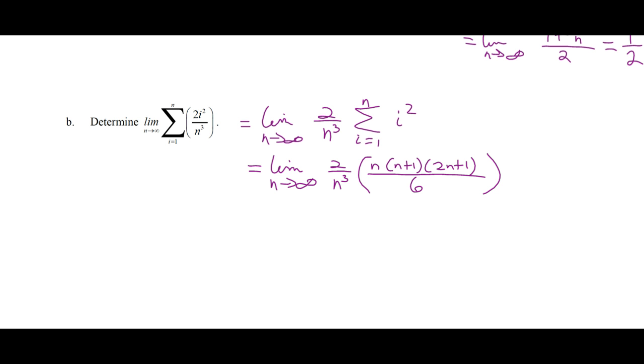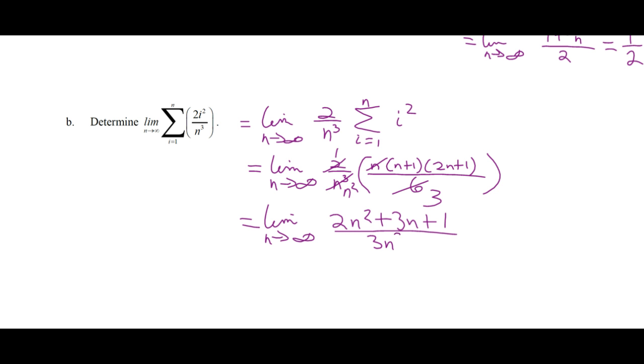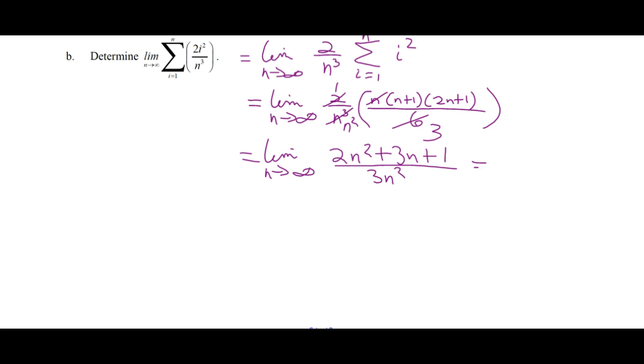So let's simplify this though, right? The 2 goes into the 6 3 times. This n takes this to an n squared, and now we can just multiply this out. So the limit as n approaches infinity, we've got 2n squared plus n plus 2n plus 1 over 3n squared. Okay, now it's really obvious that it's 2/3. But we can show it, right? So we're going to divide through by n squared. So we're going to get 2 plus 3 over n plus 1 over n squared, over 3. And now we can take the limit. So we're not dividing by 0 anymore, or infinity, and we get 2/3.